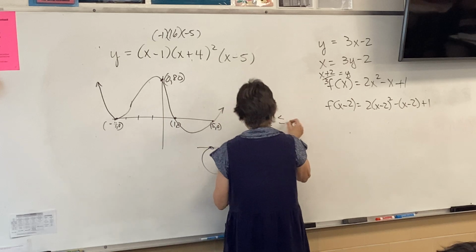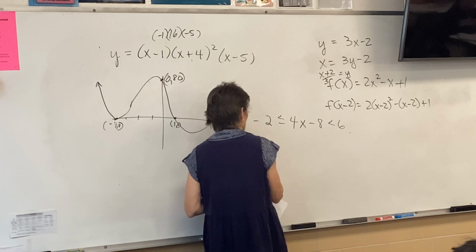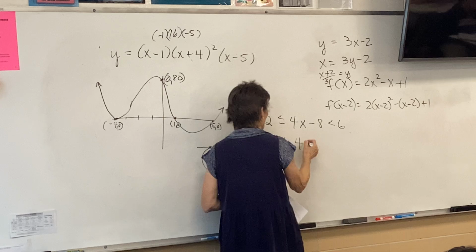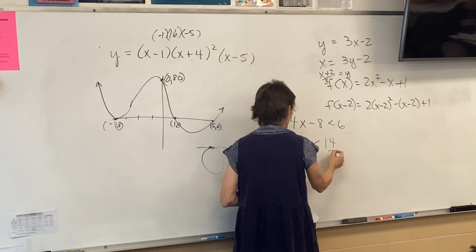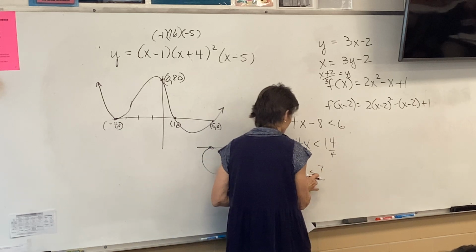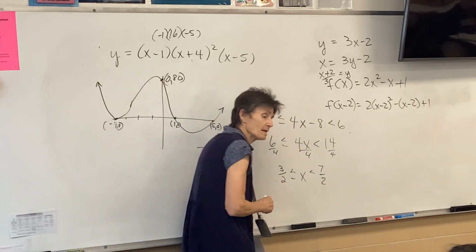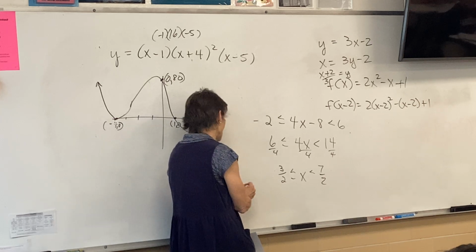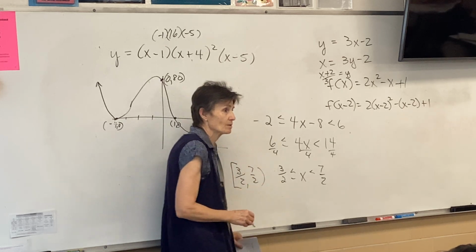Solve. Oh, I was wondering about that one too, like the format, how you wanna answer, like on a line graph. So, this says solve. So I'm gonna add 8 all the way across. And divide by 4 all the way across. So I have 3 halves and 7 halves. That would be fine. This is a multiple choice question, so the answer may be written like that, and it may be written in interval notation. But that is essentially the answer.